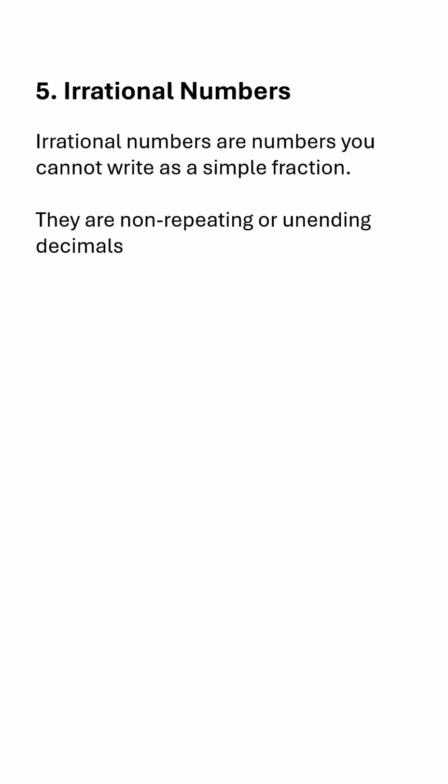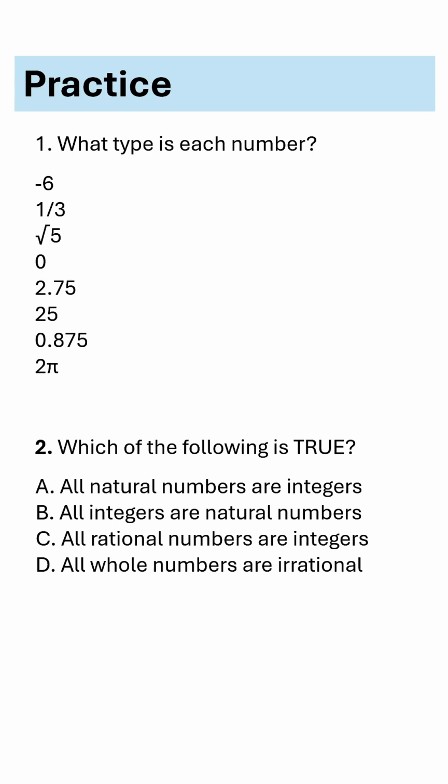Finally, irrational numbers. Irrational numbers are numbers you cannot write as a simple fraction. They go on forever and never repeat. For example, pi, 3.14159, and square root of 2, 1.41421. Now, test your understanding of types of numbers in the following questions.